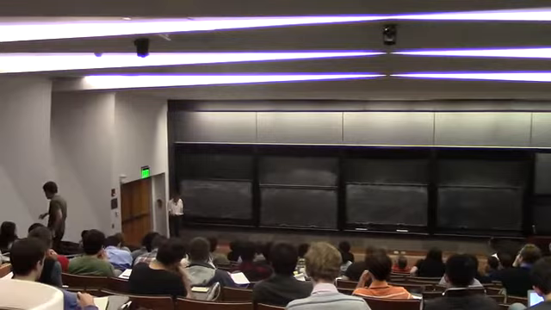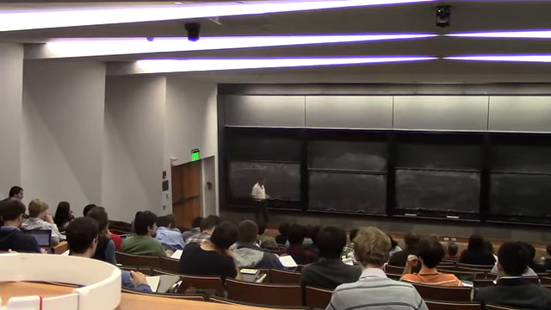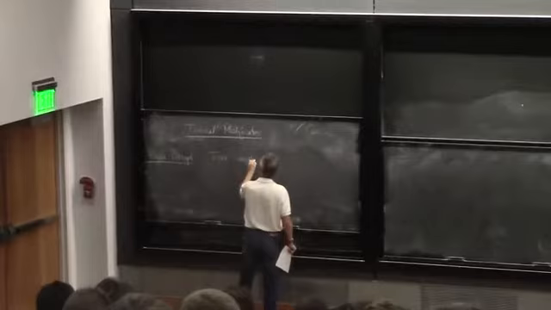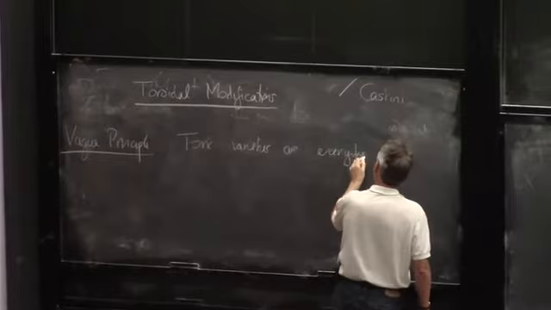I wanted to start with a very vague principle, which you may not like, but very simple. So, toric varieties are everywhere, net. Whatever that means.